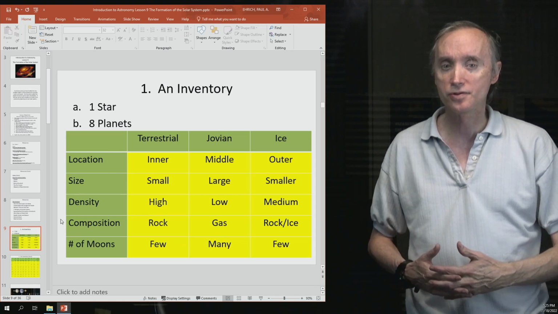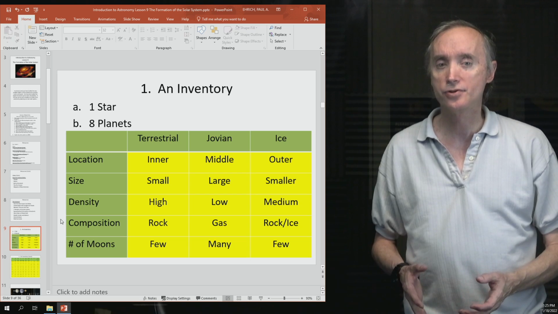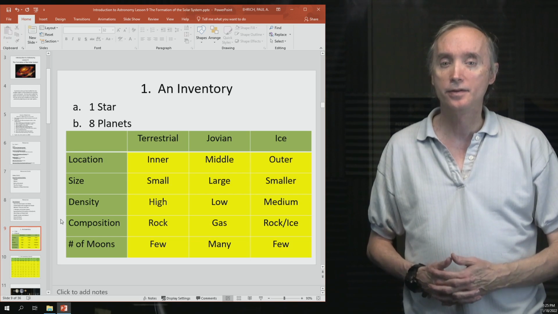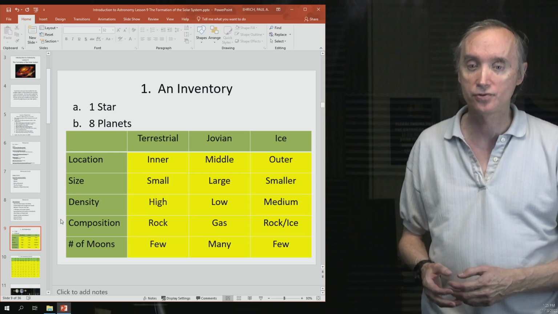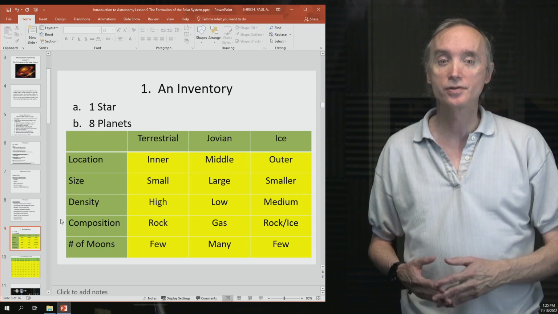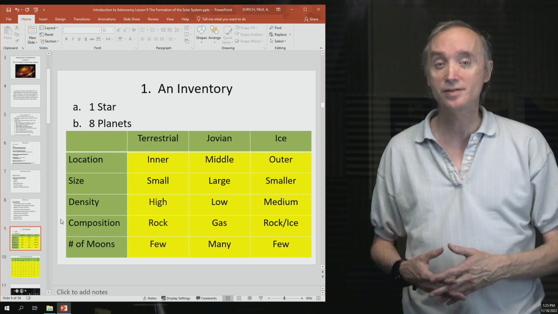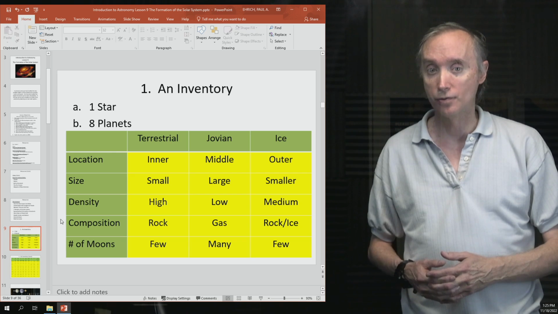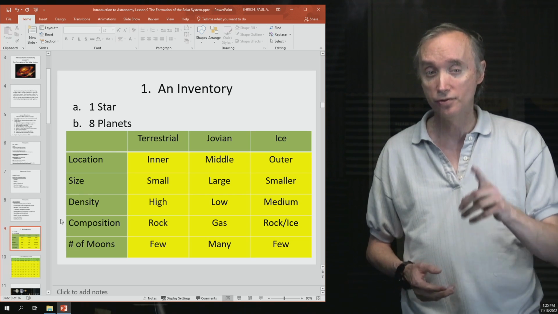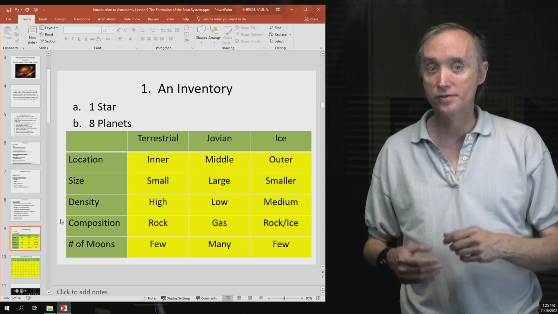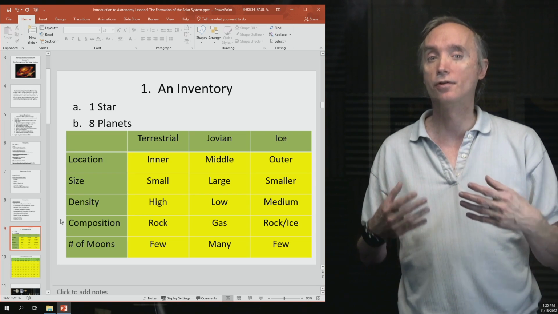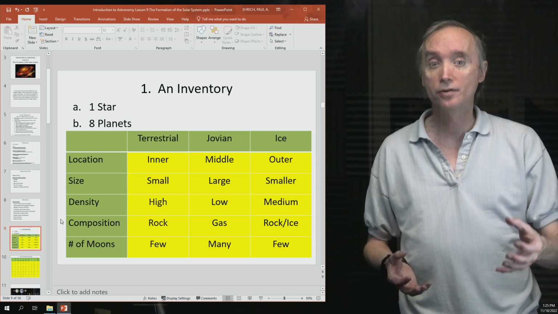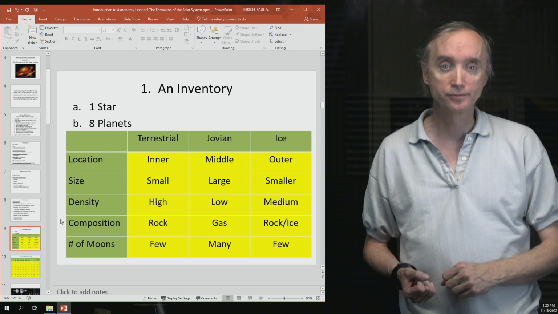Composition, they're composed of gas, mostly hydrogen and helium. And then number of moons, a lot. If you look at Jupiter, for example, it has something like, I think, 60 moons that are in orbit around Jupiter. And you should know why. Jupiter is big, has a lot of mass, so it must have a lot of gravity, which means it can hold on to a lot of moons.